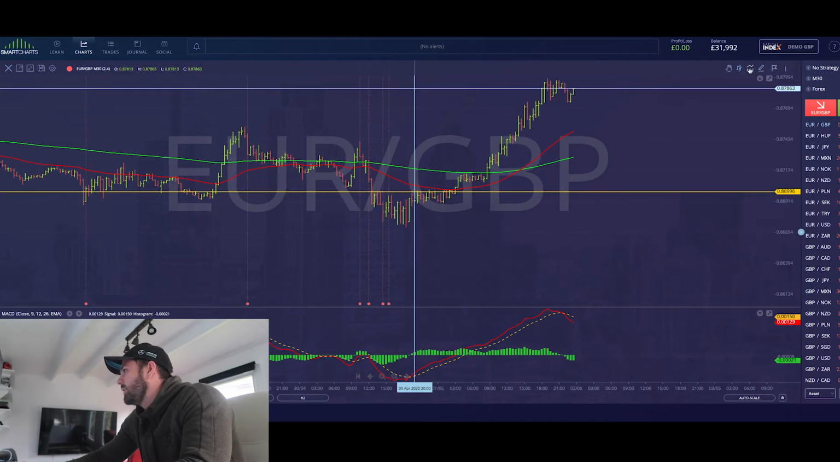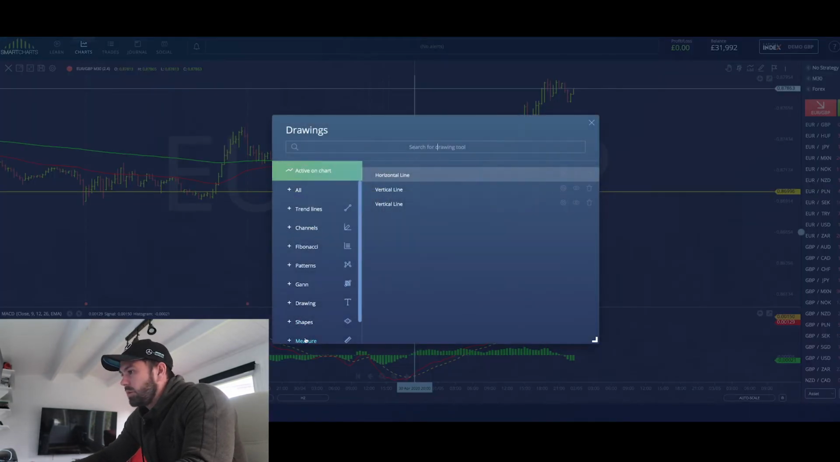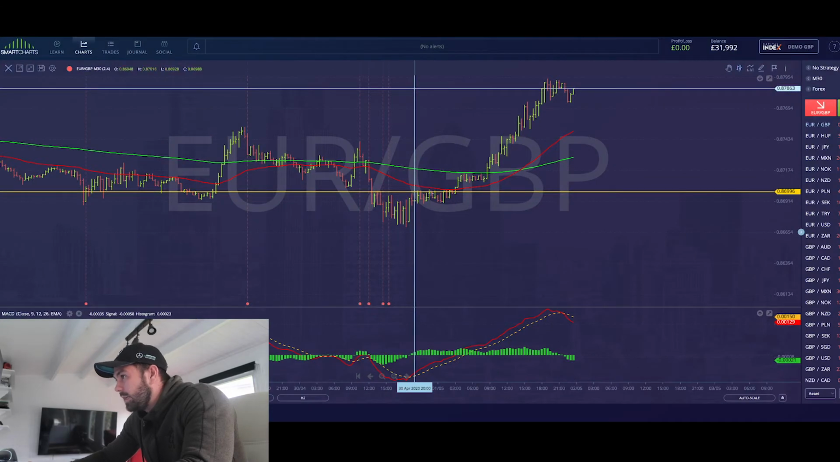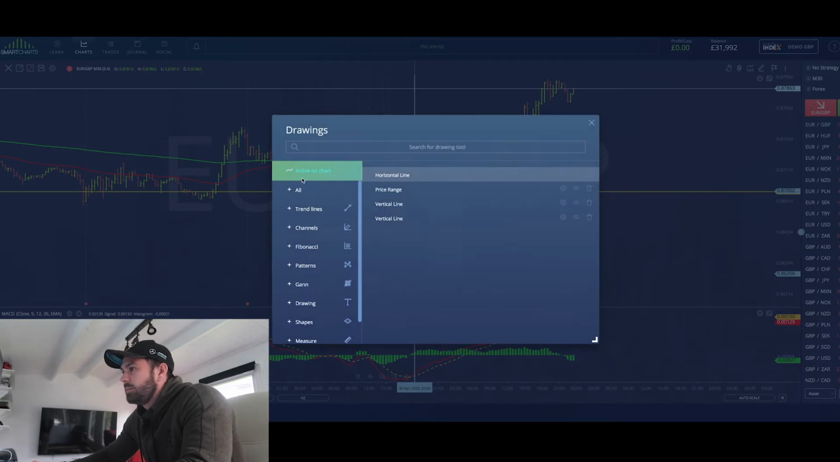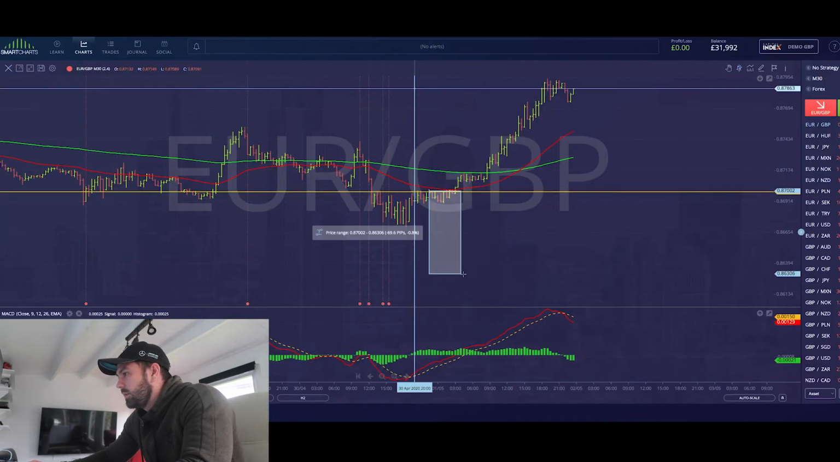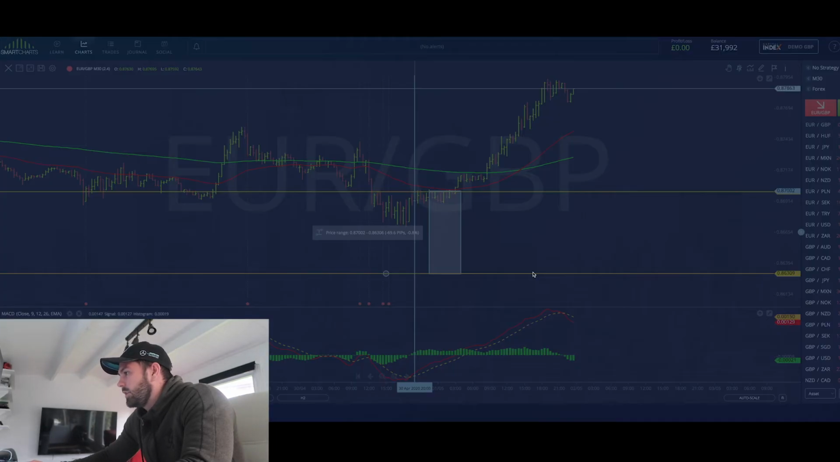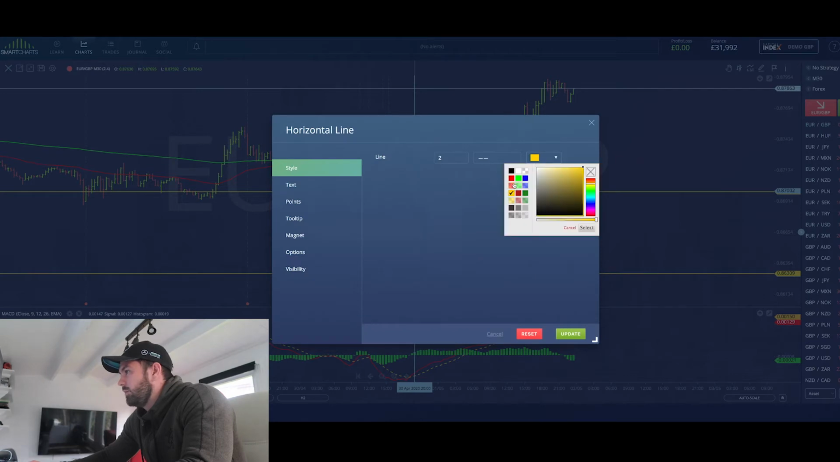So the only way to do that is to go on our tools, go on measuring, price range, go on our entry line, drag down until you can see 69 pips. Let's just draw that on here. Trend lines, horizontal line. Here, we'll change the color so it's easier, we'll make it red.